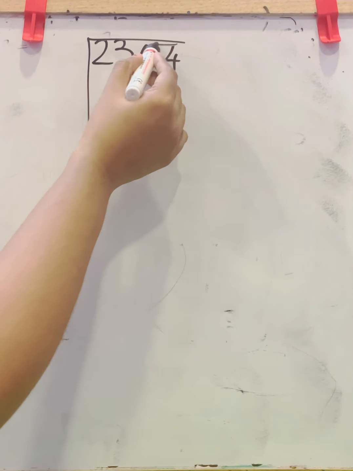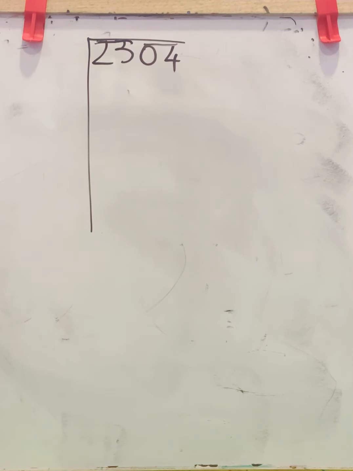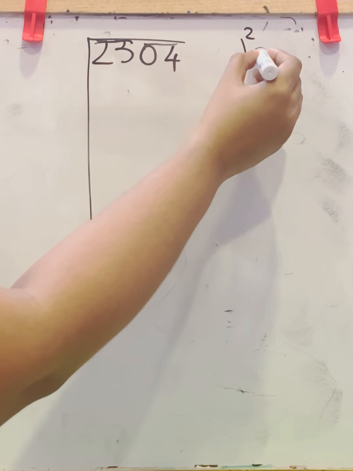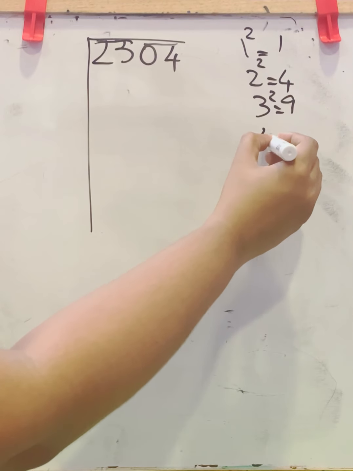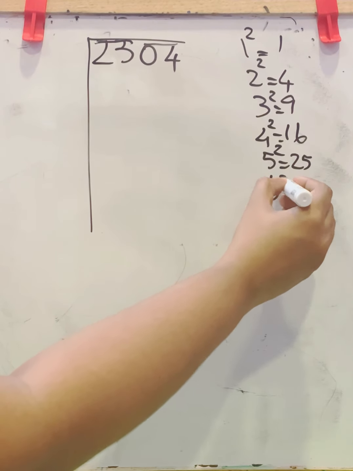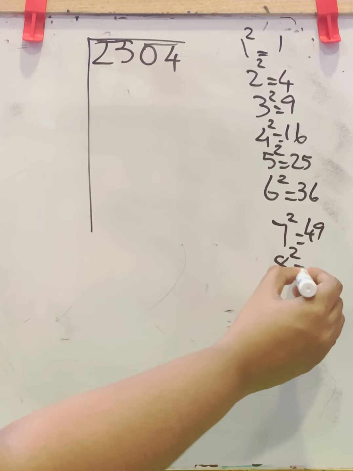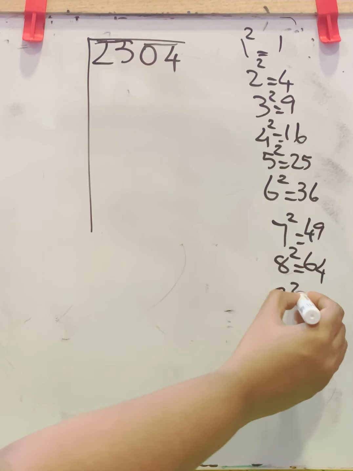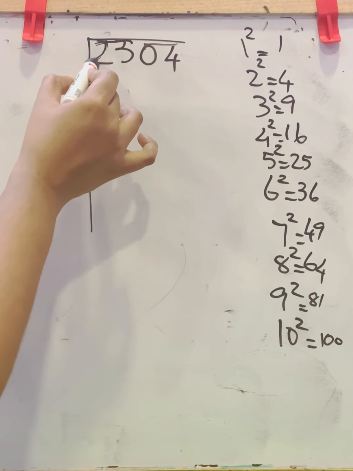You want to pair starting from the rightmost side. And you will pair two numbers like this. Another pair is this. So 04 is one pair. 23 is another pair. Now next, consider the first pair. We will write here square numbers. 1 square is 1, 2 square is 4, 3 square is 9, 4 square is 16, 5 square is 25, 6 square 36, 7 square is 49, 8 square is 64, 9 square 81, 10 square 100. This is enough. Here 23 is the first number.